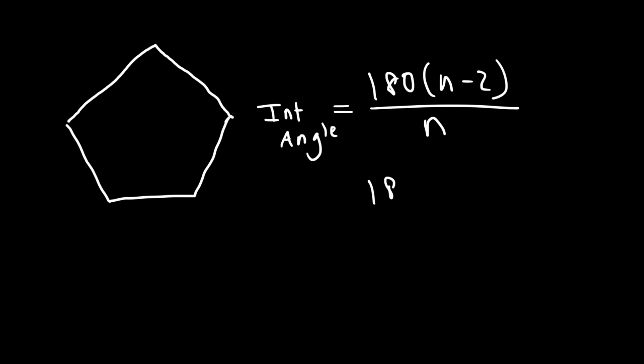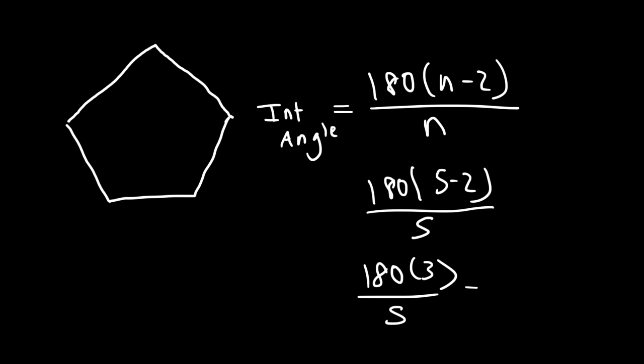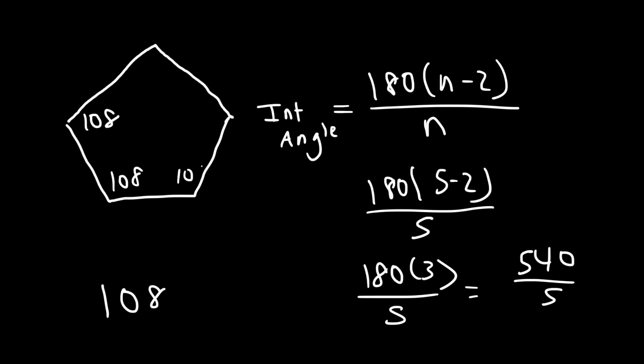So in this case, it's going to be 180 times 5 minus 2 divided by 5. So 5 minus 2 is 3. And 180 times 3 is 540. So 540 is the sum of all 5 angles. So to find the measure of each interior angle, we simply need to divide it by 5. Now 500 divided by 5 is 100. 40 divided by 5 is 8. So the measure of each interior angle is going to be 108 degrees. And so that's the formula to calculate the measure of each interior angle for a regular polygon.